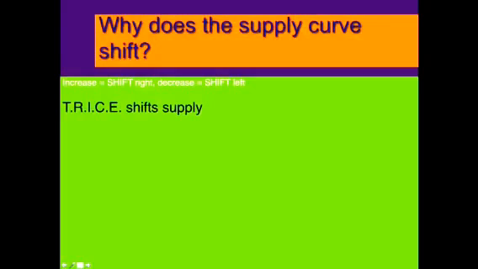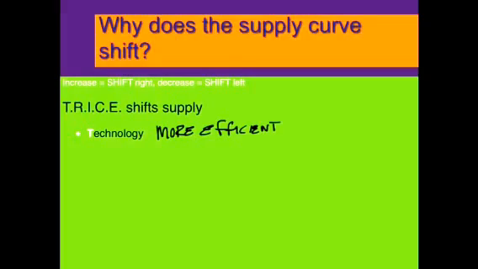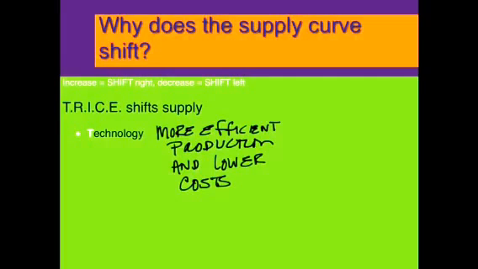The first item we're going to talk about is technology, and really this is a technological improvement. It means more efficient production, and lower costs. Anything that gets us more efficient production and lower costs. Now, one thing I want to note is that this does not just mean high tech.